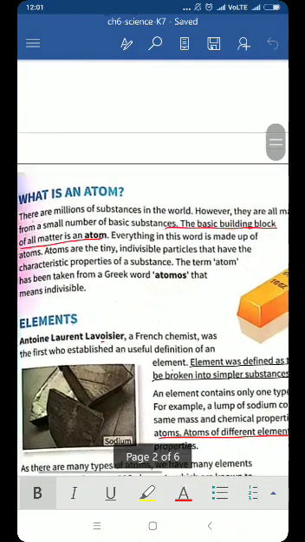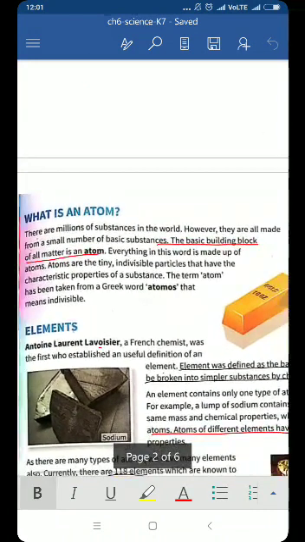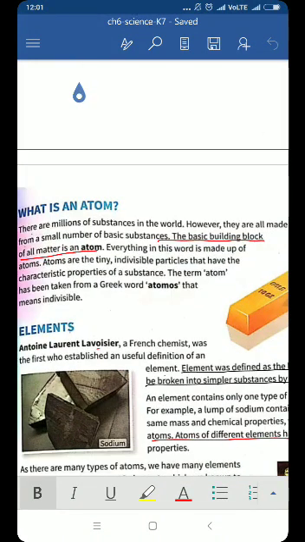Students, look around the surroundings. You see a table, a chair, a wall, a pen and so many things. What do you think it is made up of? Well, it is made up of basic building blocks of matter, which is called an atom. The term atom has been taken from the Greek word atomos, which means indivisible. That means it cannot be divided or separated.